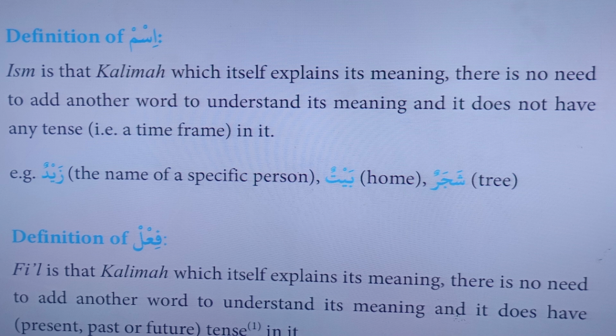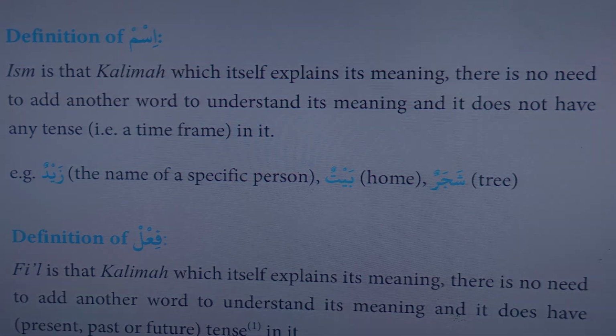The second type of kalimah is fi'l. A fi'l, just like an ism, makes complete sense all by itself. However, the game changer here is that it must contain a tense: past, present, or future. Action is bound by a time. Okay, just understand this. A verb also has its meaning, but with the action.